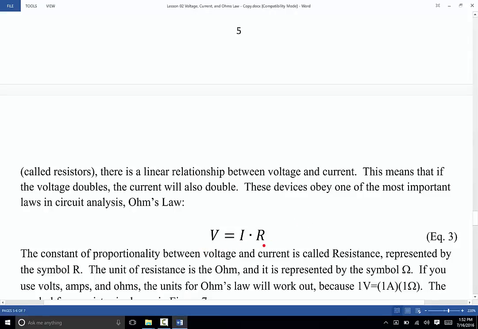That's going to allow us to easily calculate one of those quantities if we're given the other two. Anytime that you see a resistor in your circuit, you should be happy because it's going to be very easy to calculate a missing quantity if you know the other two of them.